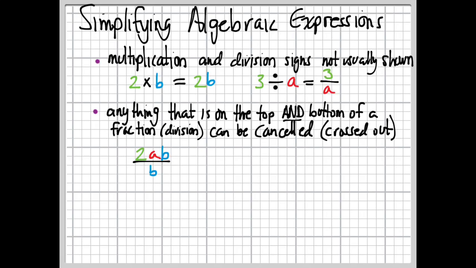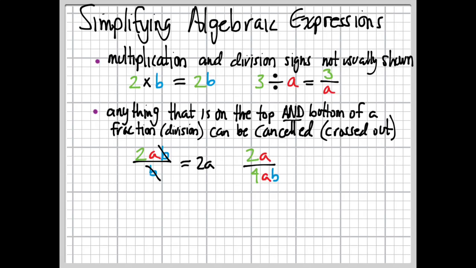Here we have the problem 2ab over b. Okay, if we look, we can see that there's a 2, there's an a, there's a b, and on the bottom there's also a b. So there's a b on the top and the bottom. Those can get canceled. There's no longer anything on the bottom, so we don't have a fraction anymore. It's just 2a.